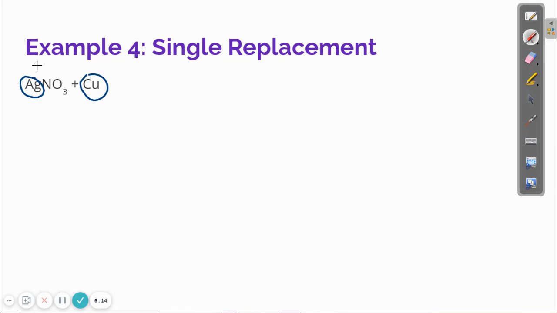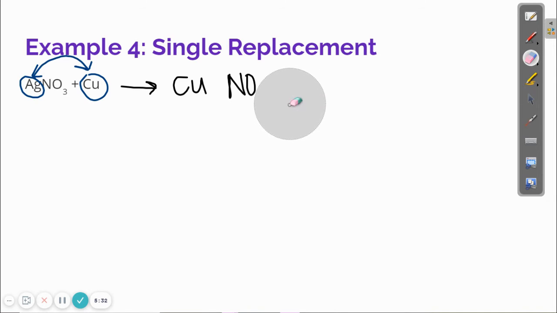All right, single replacement. In single replacement, your positive ion is going to switch with another positive ion, or in this case, we can say a metal is going to switch with another metal. So these two are going to switch places. So let's write out what that looks like. That just means I'm going to have copper plus the nitrate over here, and we're going to have to crisscross our charges in just a second. And I'm going to have silver by itself.